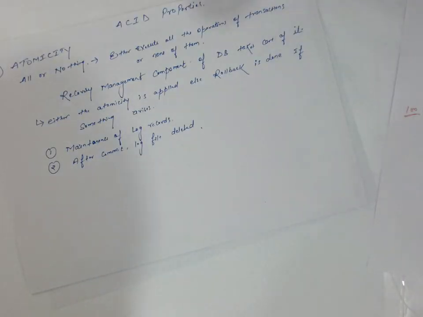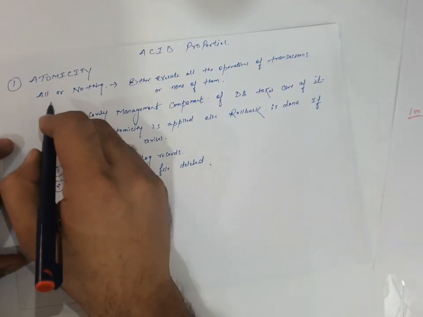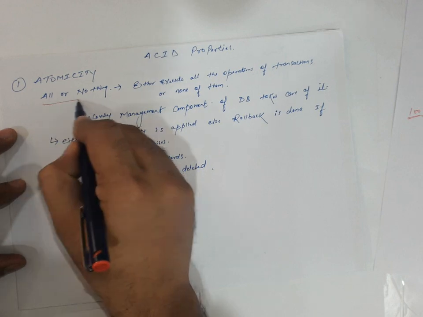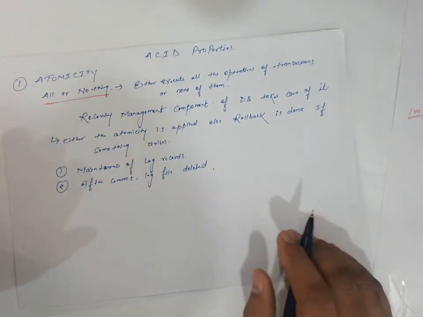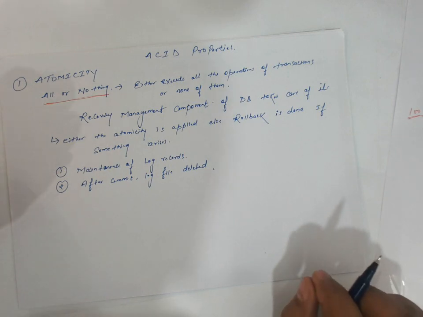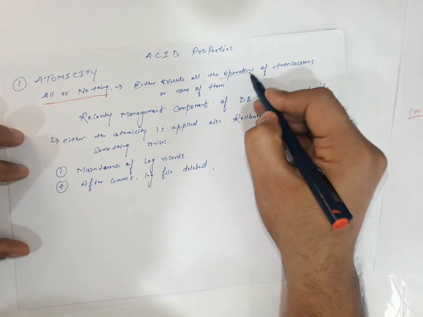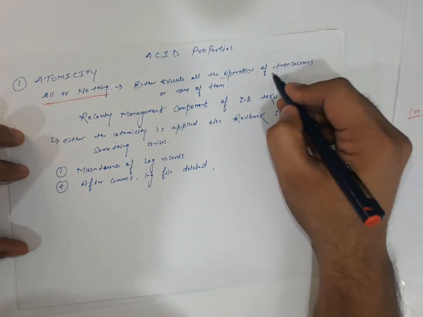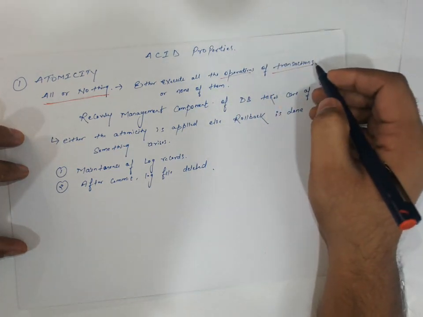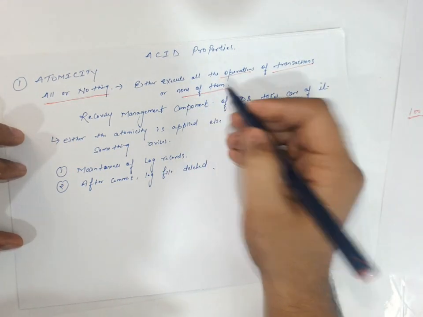So what is actually the ACID property? In every book it is written: all or nothing. What do you mean by all or nothing? Atomicity is a very important property. Atomicity says either execute all the operations or instructions of a transaction, or none of them.